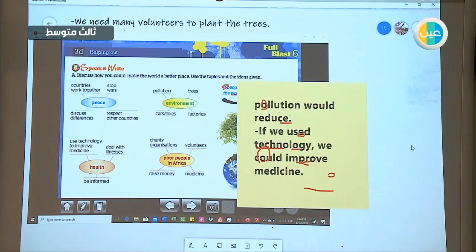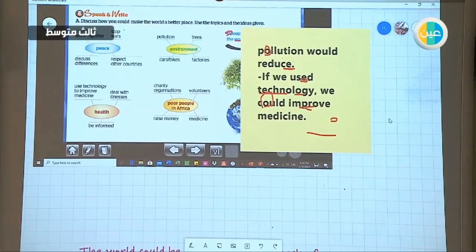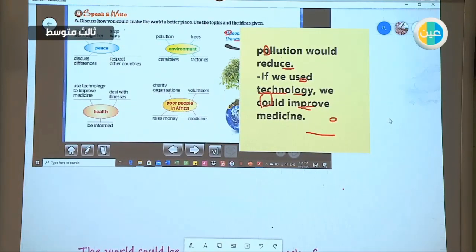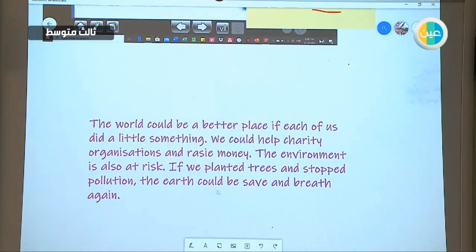Now, what are we going to do next? We're going to use those sentences, organize them together to form a short text about how to make the world a better place. So, you can use the sentences I did, or the sentences you're going to form, to organize your ideas in a short text about how we can make the world a better place. I gave you an example here, or a model. You can take it as a model or add to it, modify it, or you can come up with your own text. Let's read it together.